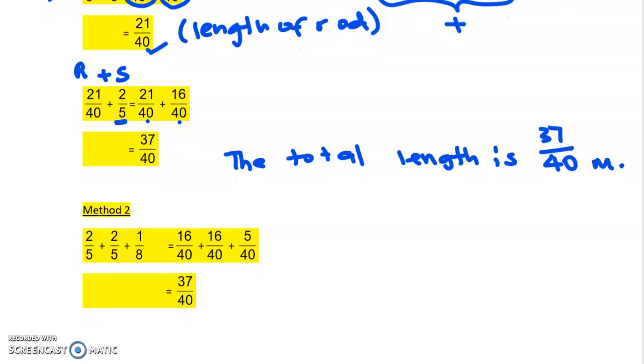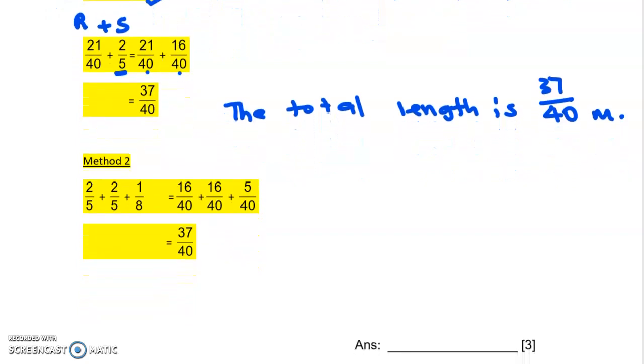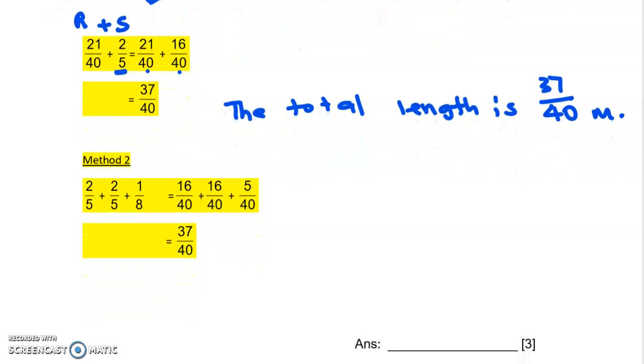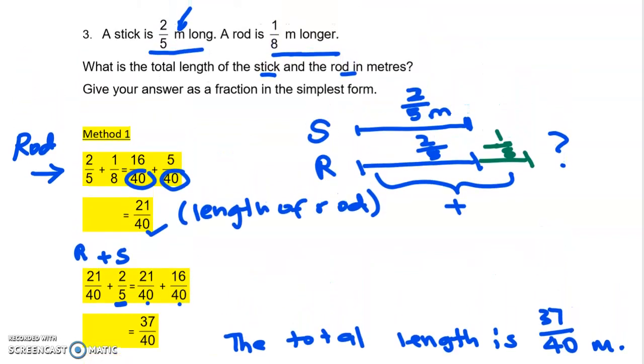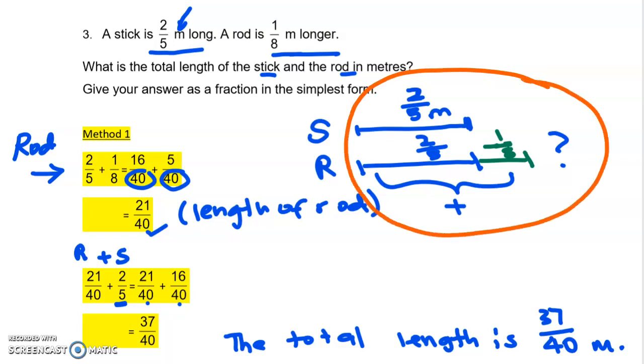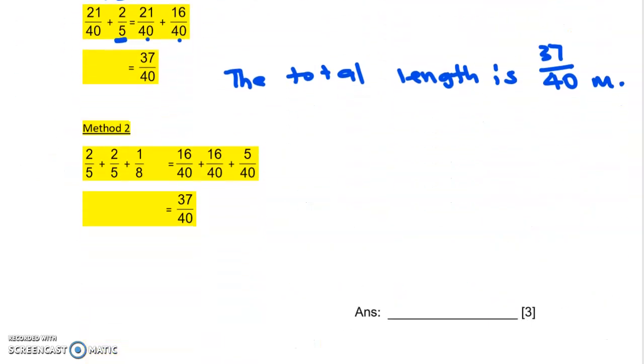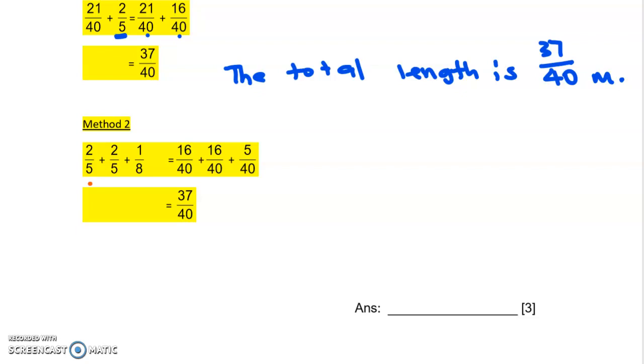Alright, there's another solution. It is a shorter method because from the diagram that you have drawn here, you can just add up all the 3 values. 2 out of 5, 2 out of 5 plus 1 out of 8. Okay, so that is the second method. I just add up all the 3 fractions together to get the answer 37 out of 40 meter.